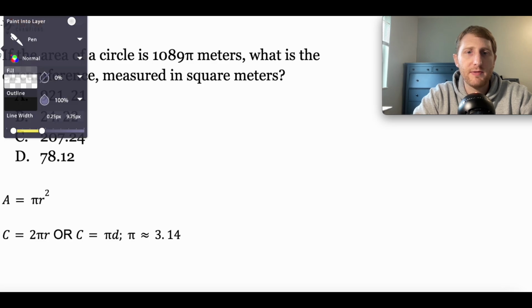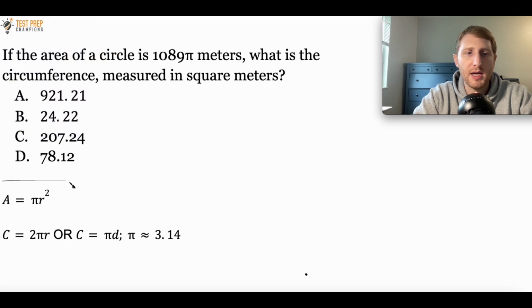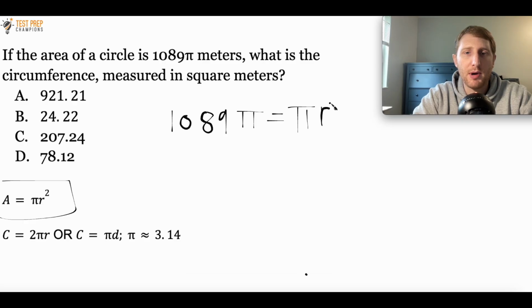Okay, so to start off here, what we're going to do is use the area formula, A equals pi r squared, and we're going to use this to figure out what the radius of the circle is. So we know that the area of the circle is 1089 pi. So the fact that we have pi right here actually helps us out, because when we go to find r, we see that we've got a pi on both sides of the equal sign. So the pi's just cancel right out here. So we have 1089 equals r squared.